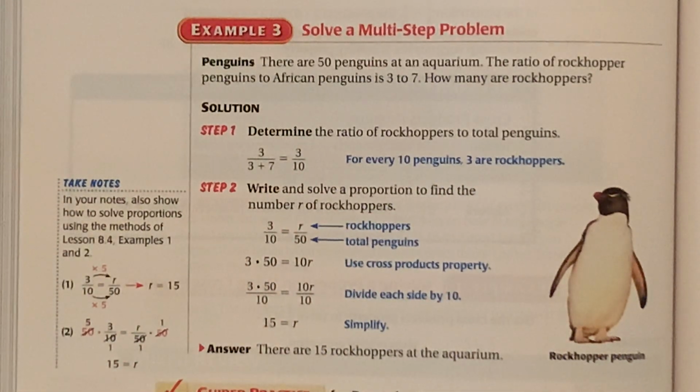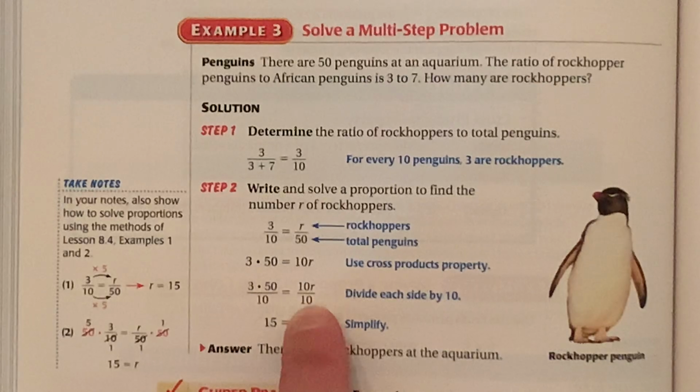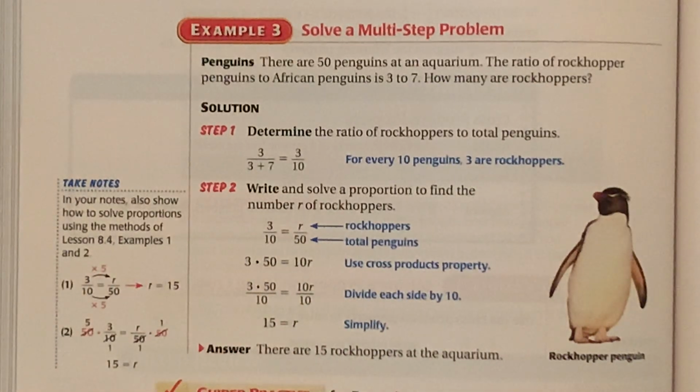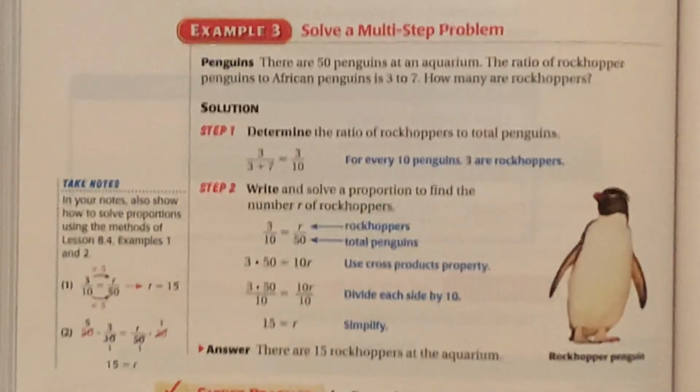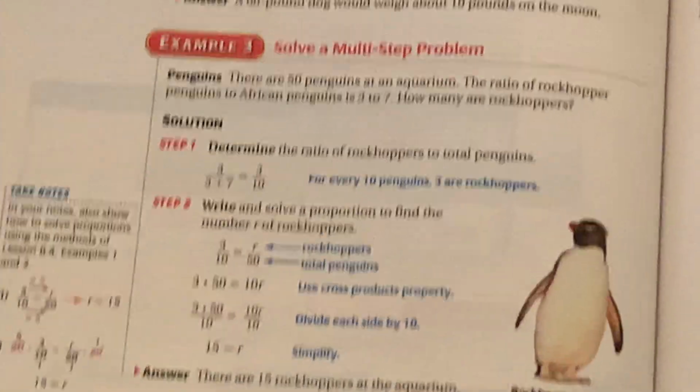And so, cross product. That's right, you got it. 10R is equal to 150. You divide by 10 on both sides, and you end up with 15. And you answer your question as, there are 15 rockhoppers at the aquarium. So let's look at an example. These ones are definitely tricky for sure.